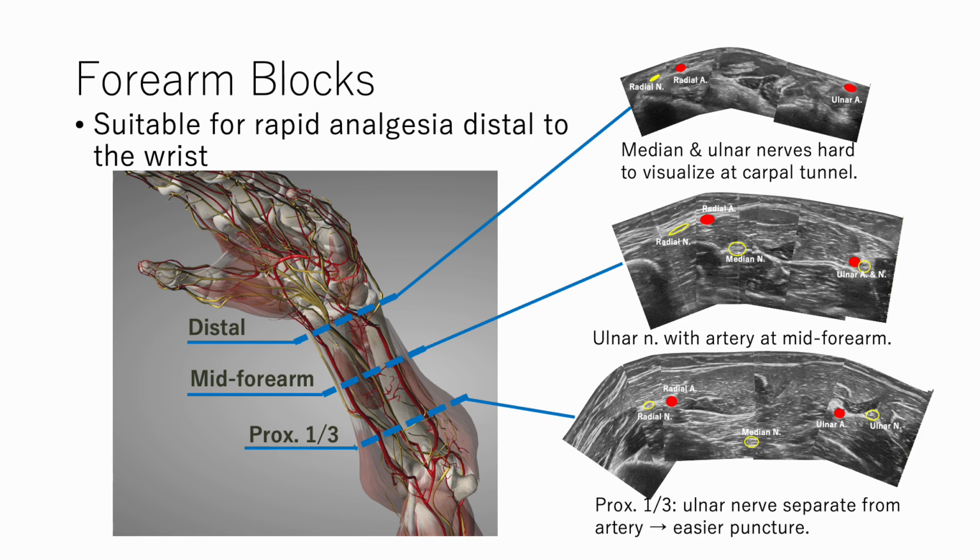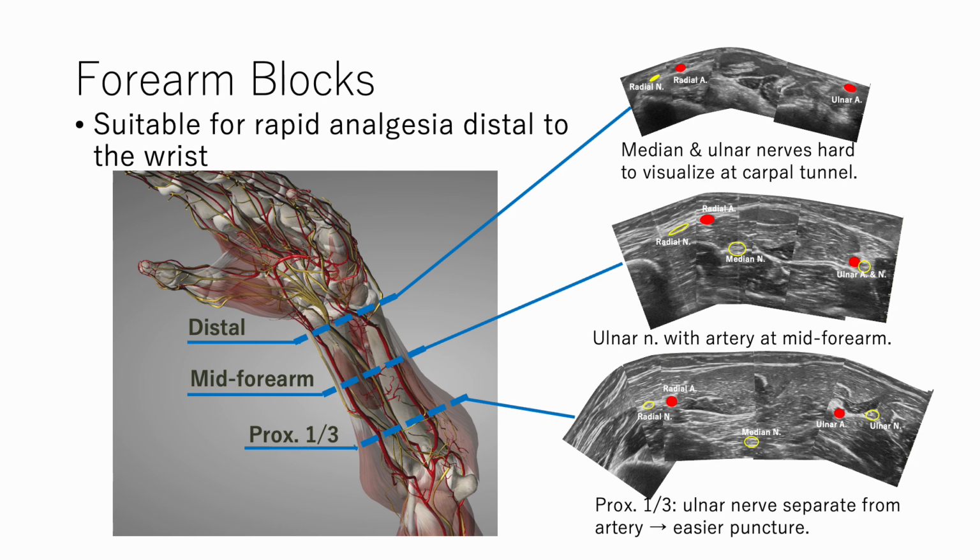Finally, let us take a look at nerve blocks performed at the forearm. This approach provides very rapid and effective analgesia of the hand. Although nerve blocks can sometimes be more challenging at the distal level, in the mid-forearm each nerve and accompanying artery can usually be well visualized. Proximally, the artery and nerves are more widely separated. While this increases the safety of needle insertion, performing the block proximally tends to cause motor weakness of the hand.